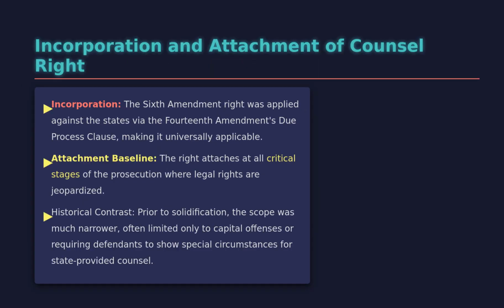We must now transition from the text of the Sixth Amendment to its practical application, particularly regarding the right to counsel. Initially, the Bill of Rights applied only to the federal government. The critical step for criminal defendants nationwide was the incorporation of this right against the states through the 14th Amendment's Due Process Clause. This incorporation process was gradual, but the right to counsel eventually became recognized as fundamental. The baseline rule established is that the right to counsel attaches at all critical stages of the prosecution where the defendant's substantial rights may be affected, such as arraignment or trial.